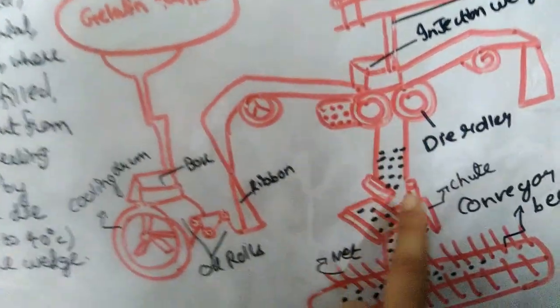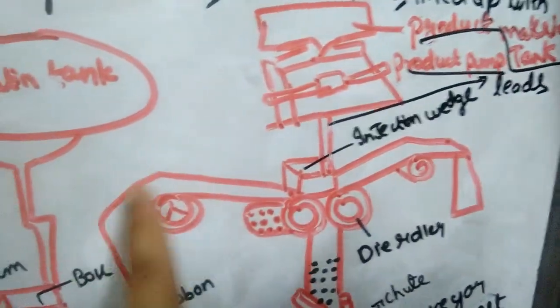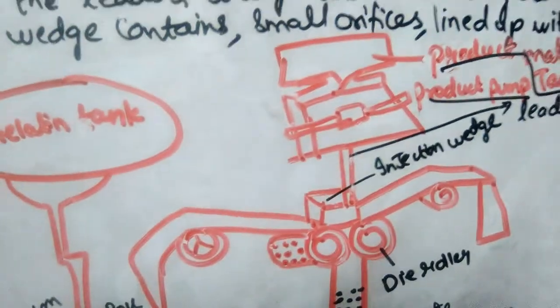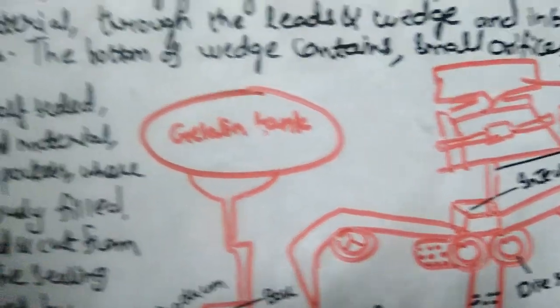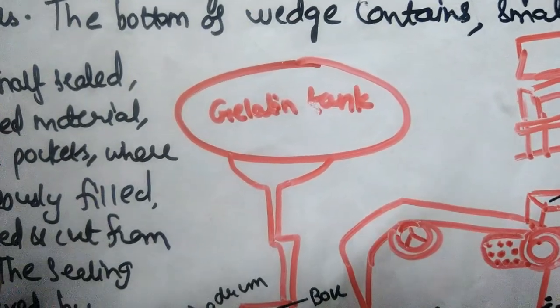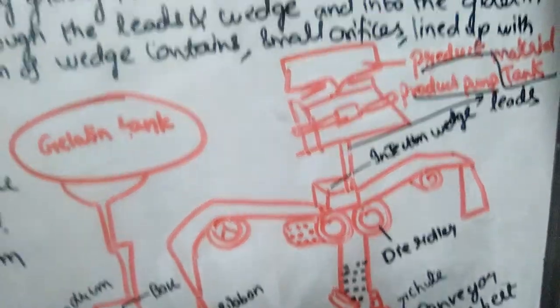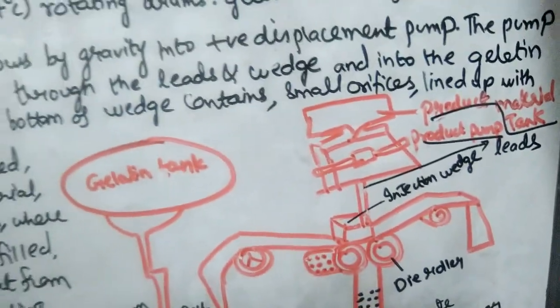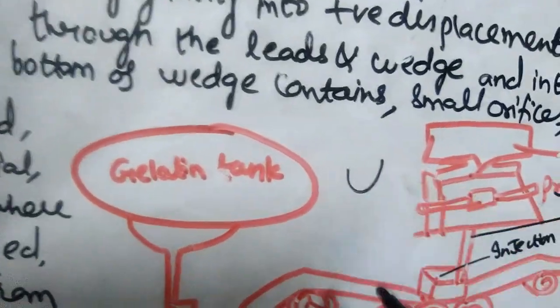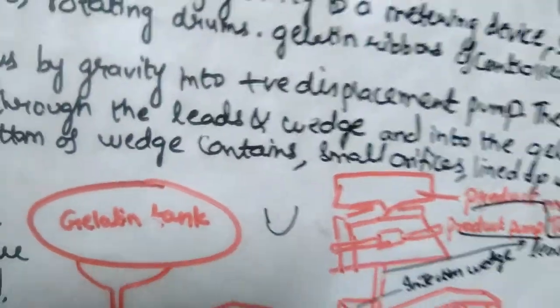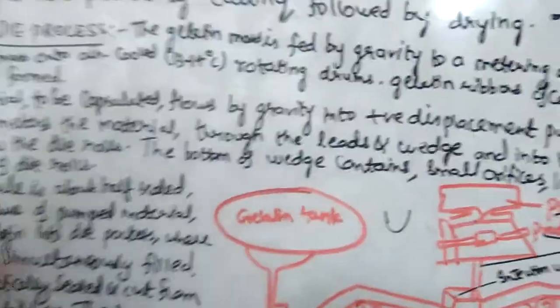Now the die pockets, can you see here? Here your gelatin gets in, and due to the pressure, the capsules are half sealed. Where the pressure of the pumped material forces the gelatin into die pockets, the capsules get half sealed. When they are half sealed, it means they are ready to be filled. They form the body, one part, and then you can fill your material. Now you can fill the material.